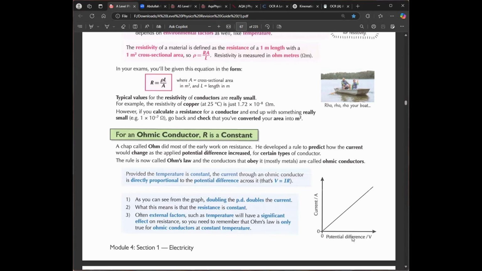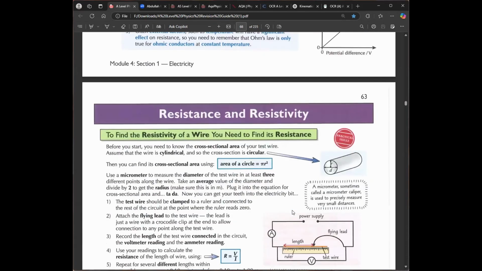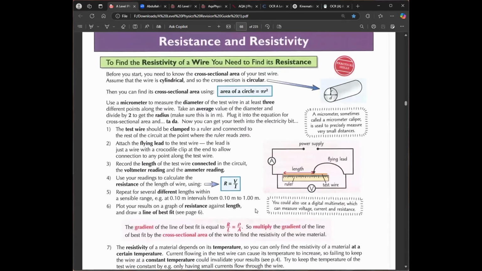So potential difference is written on the x-axis, current on the y, because potential difference is actually what we are controlling using a battery or a cell. So that's why it's on the x-axis. It's an independent quantity, whereas current is what depends on potential difference. So that's why it's on the y-axis.